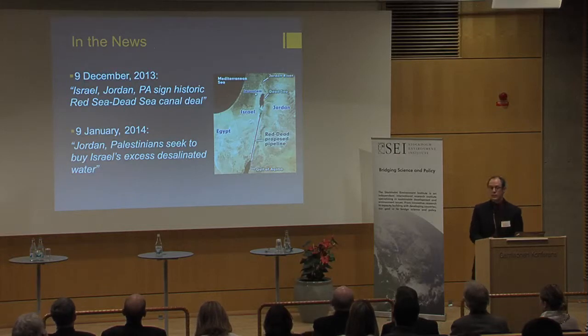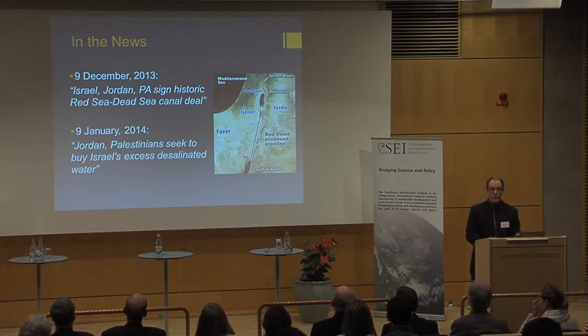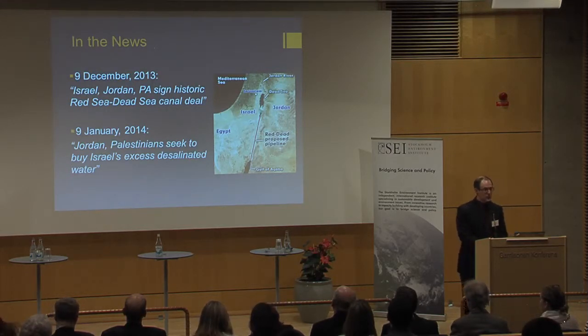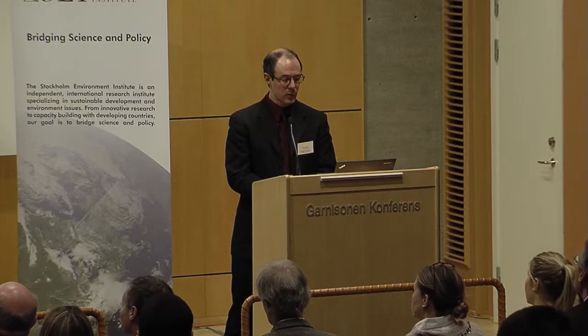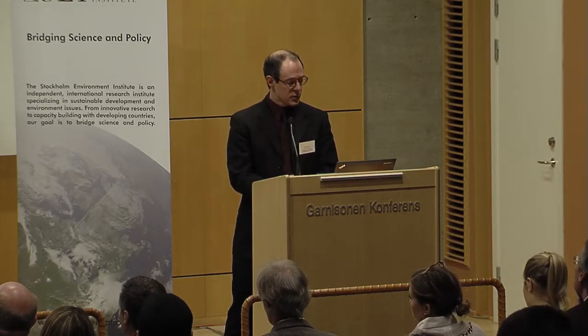Just to give you an overview of the water geography in the region. I'm assuming everyone knows where Israel is and that Jordan is the country that borders Israel on the east. The Dead Sea then lies in between the two and forms the border along part of their shared border. And as you probably know, it's the lowest point on Earth. However, the water levels in the Dead Sea have been declining for many years now due to significant abstractions out of the Jordan River, which flows from the north into the Dead Sea.